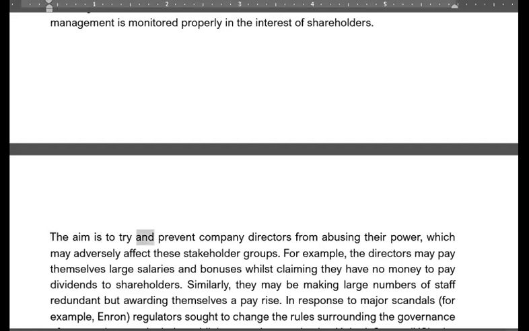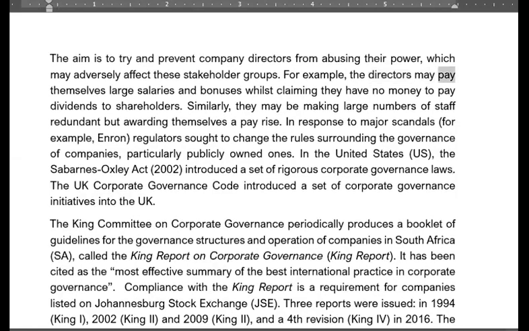The aim is to try and prevent company directors from abusing their power, which may adversely affect these stakeholder groups. For example, the directors may pay themselves large salaries and bonuses whilst claiming they have no money to pay dividends to shareholders. Similarly, they may be making large numbers of staff redundant but awarding themselves a pay rise.